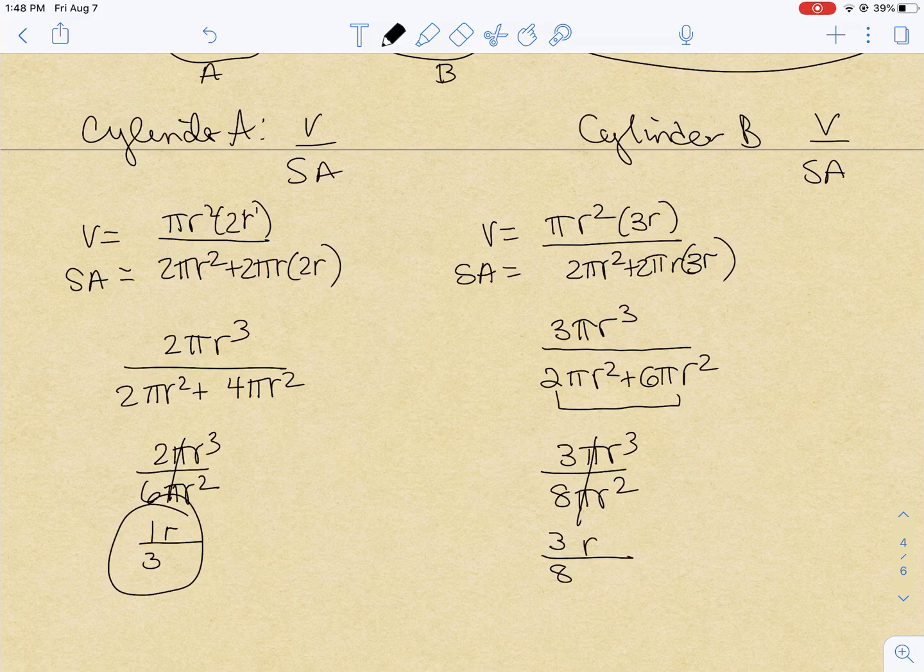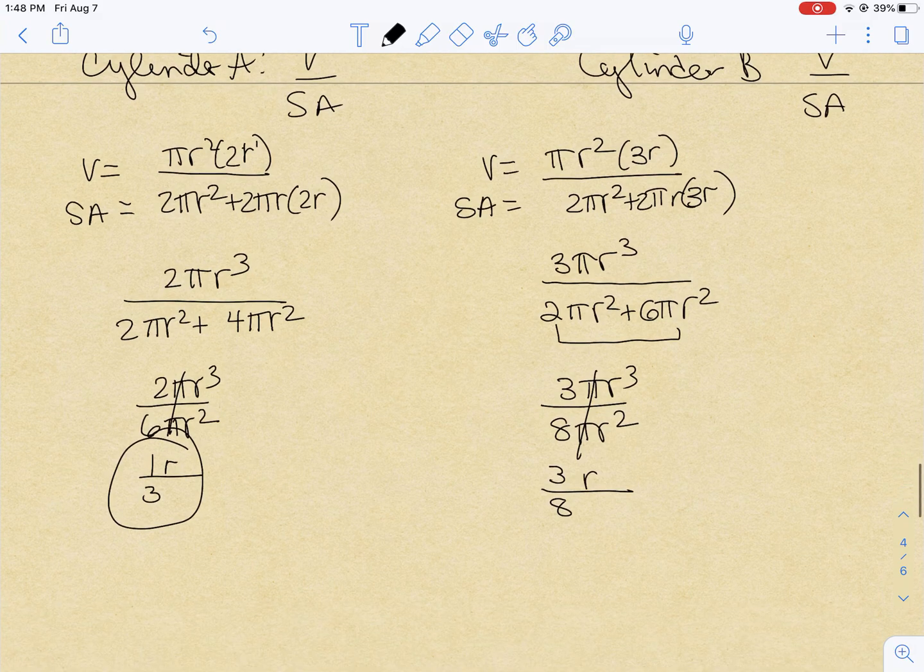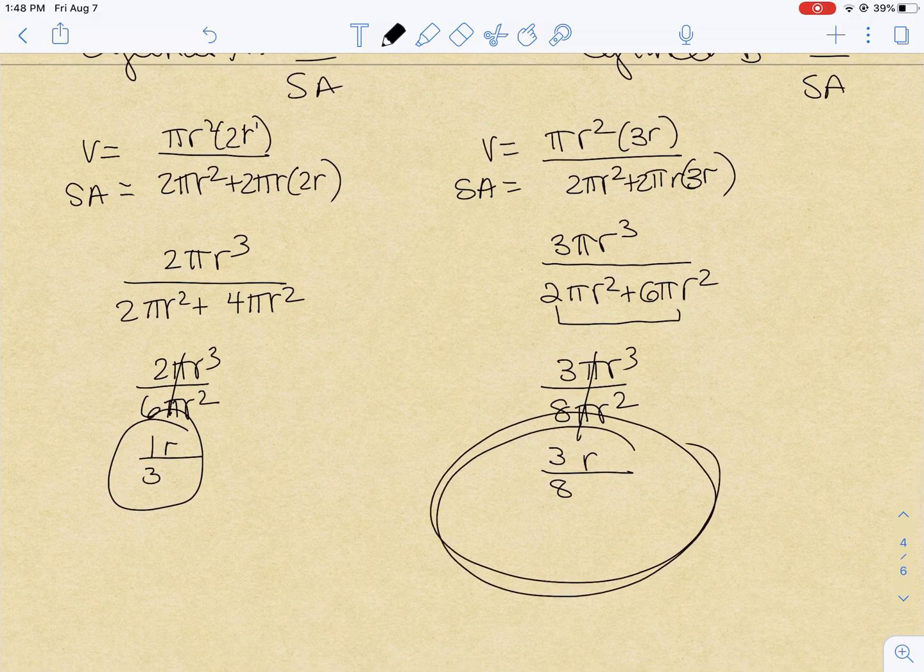And so the question was, which one had the greater ratio? Well, cylinder B has the greater ratio. 3/8 is bigger than 1/3. Okay?